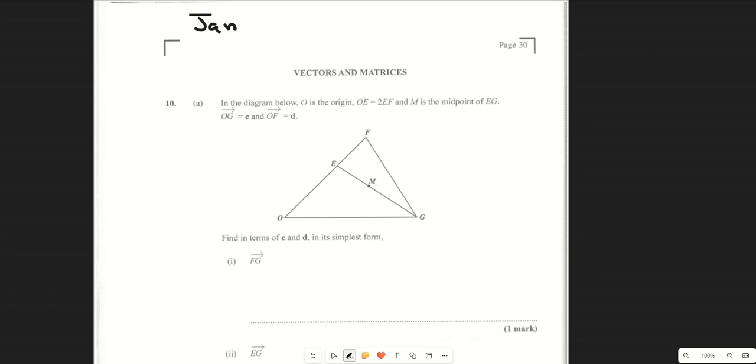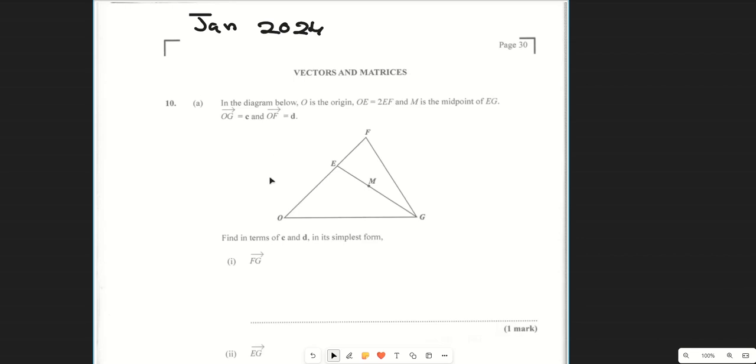Today we will be doing January 2024, number 10. And this is a paper 2 question. Right, so let's look at the first question. Well, this is a vectors question, right? So number 10 is vectors and matrices questions. It's always vectors and matrices.